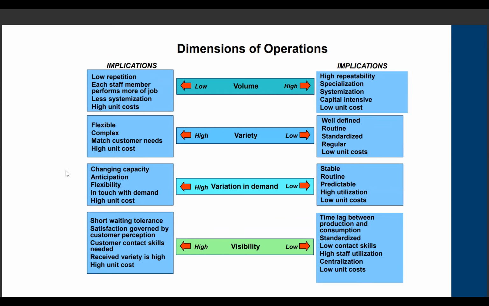For example, if you are making only one car, then there is no use of hiring more staff. Then each staff member is responsible for everything: assembling the car, painting the car, doing the interior, everything. And that would be a high unit cost. But if you are making a large volume of cars, then the repeatability is high because they are making the same car over and over.